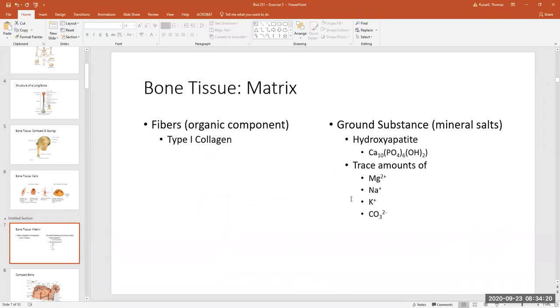Now, I'll just say this. You already know your bone is hard. It's a hard tissue. So what makes the bony matrix hard? Well, all of our minerals. Basically, the majority of it is calcium.